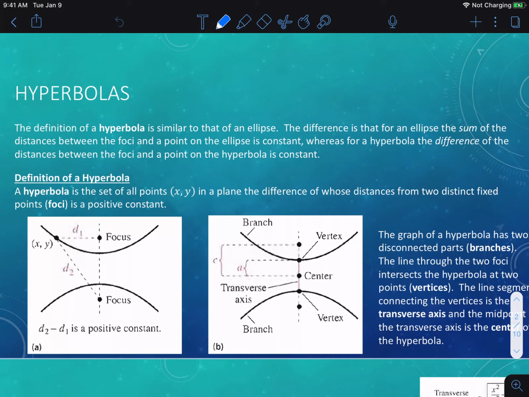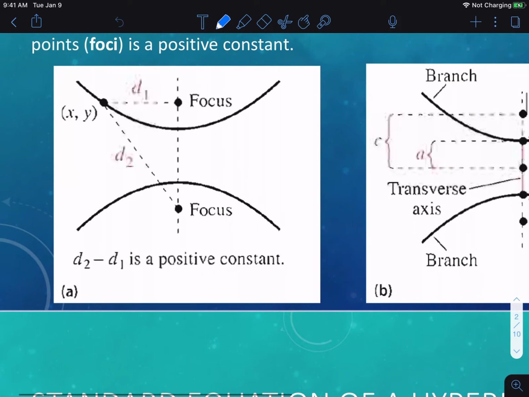Definition of a hyperbola. A hyperbola is the set of all points x, y in a plane, the difference of whose distances from two distinct fixed points, foci, is a positive constant. So let's take a look at this picture right here and really see what that means. I'm going to take a red pen here and show you this distance marked D1 and this distance here marked D2.